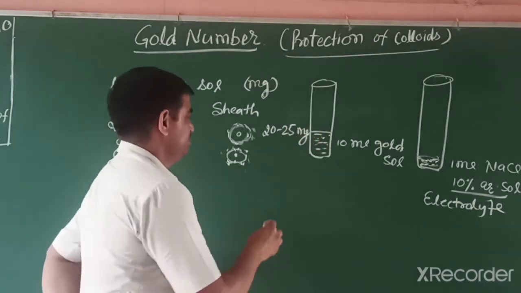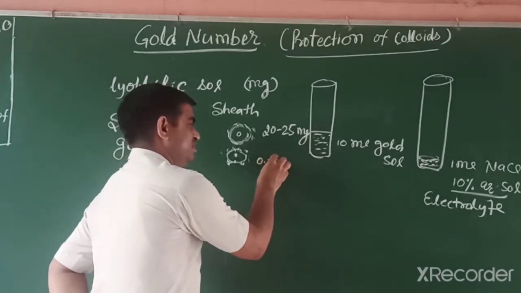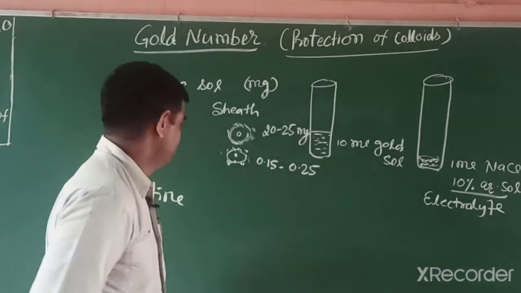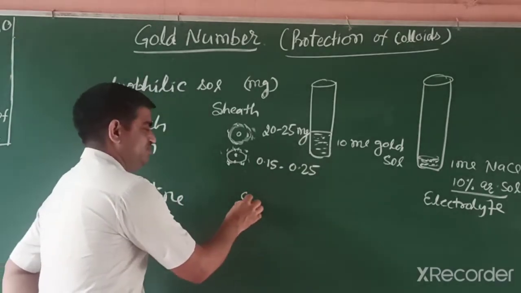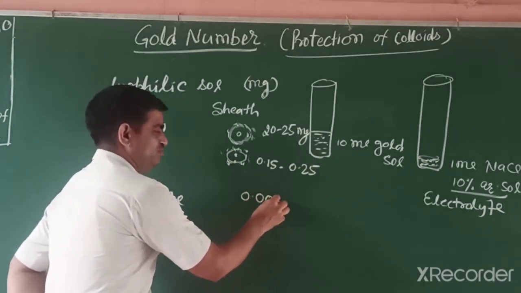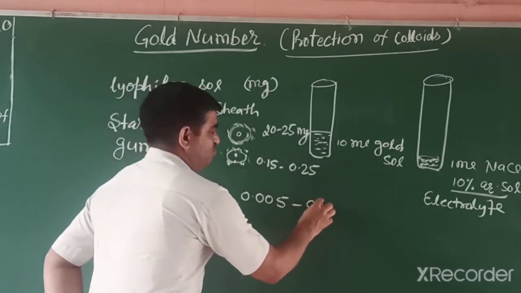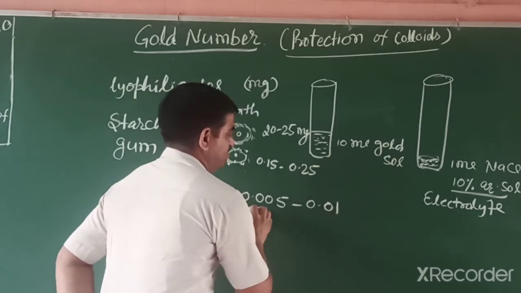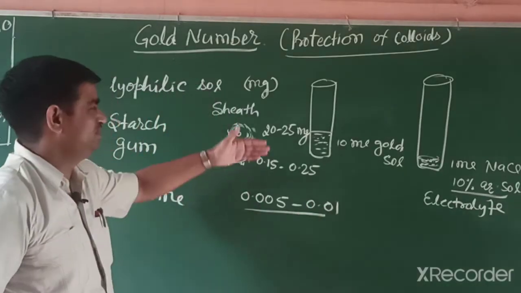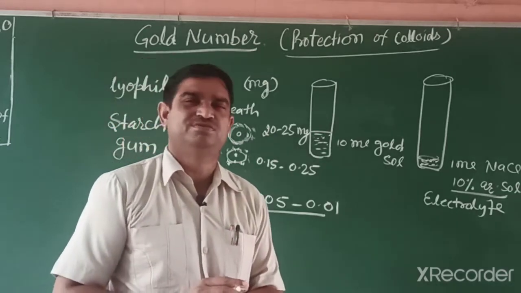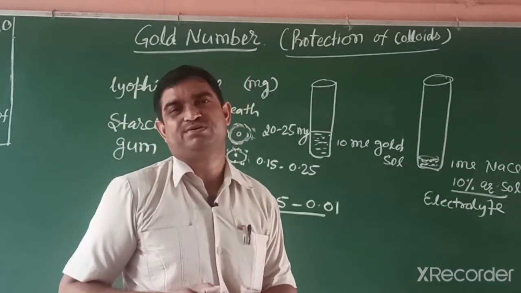Gum arabic requires 0.15 to 0.25 milligram. And gelatin requires 0.005 to 0.01 milligram. Students, these are gold numbers. So the lower the amount, the more the protecting power.